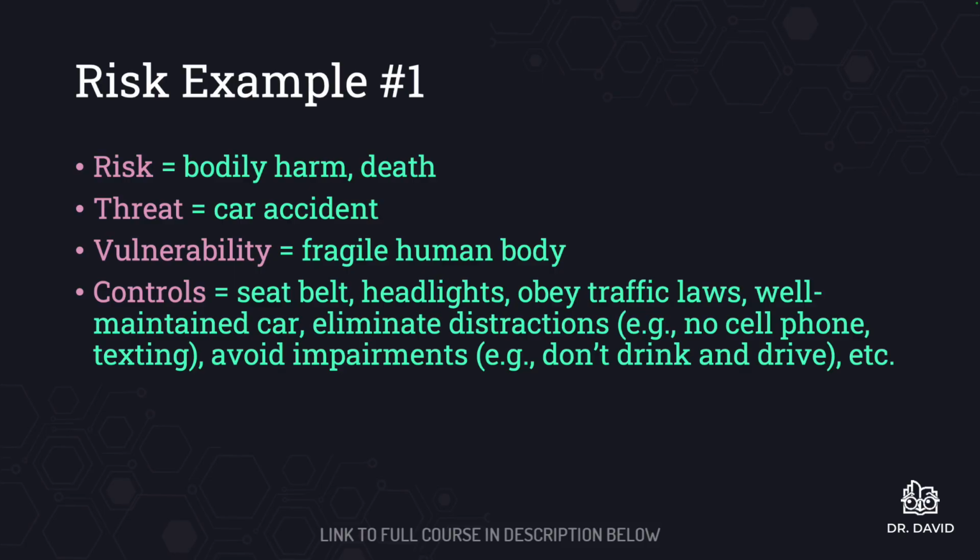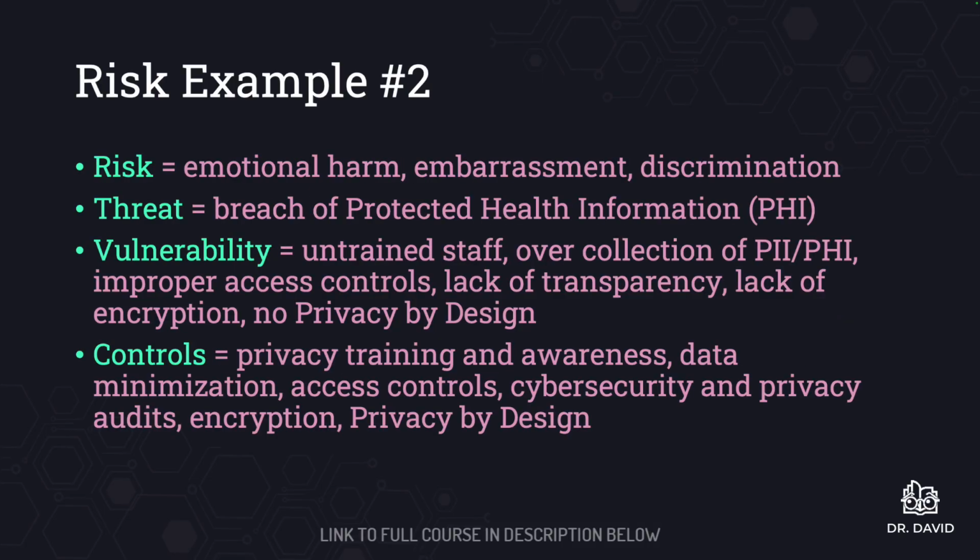These are things that we do to maintain a safe environment and to hopefully ensure that we are not in a car accident, but if we are in a car accident, that we're mitigating that risk, that bodily harm. Now let's look at a privacy-specific example. And here, our privacy risk is going to be emotional harm, embarrassment, and discrimination.